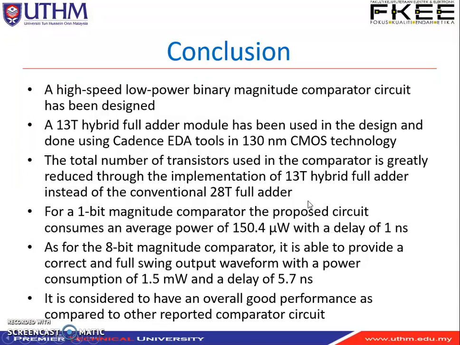We are using the technique of minimizing the number of transistors used to have a circuit with less power consumption. For the 1-bit magnitude comparator, the power consumed is 150.4 microwatt with a delay of 1 nanosecond. And for the 8-bit magnitude comparator, we have a power consumption of 1.5 milliwatt and a delay of 5.7 nanosecond only. So overall, the circuit can be considered to have very good performance compared to others.